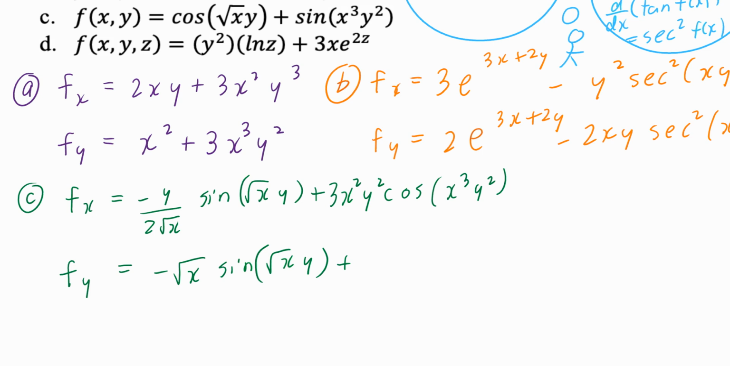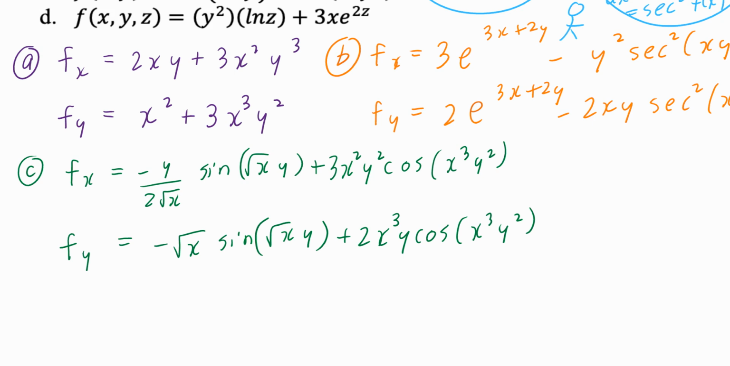Plus, when I take the derivative of sine of x cubed y squared, that's going to be cosine of x cubed y squared times the derivative of x cubed y squared. And again, when I take the derivative of y squared, that's going to be 2 times y, and I copy the constant x cubed just like that.